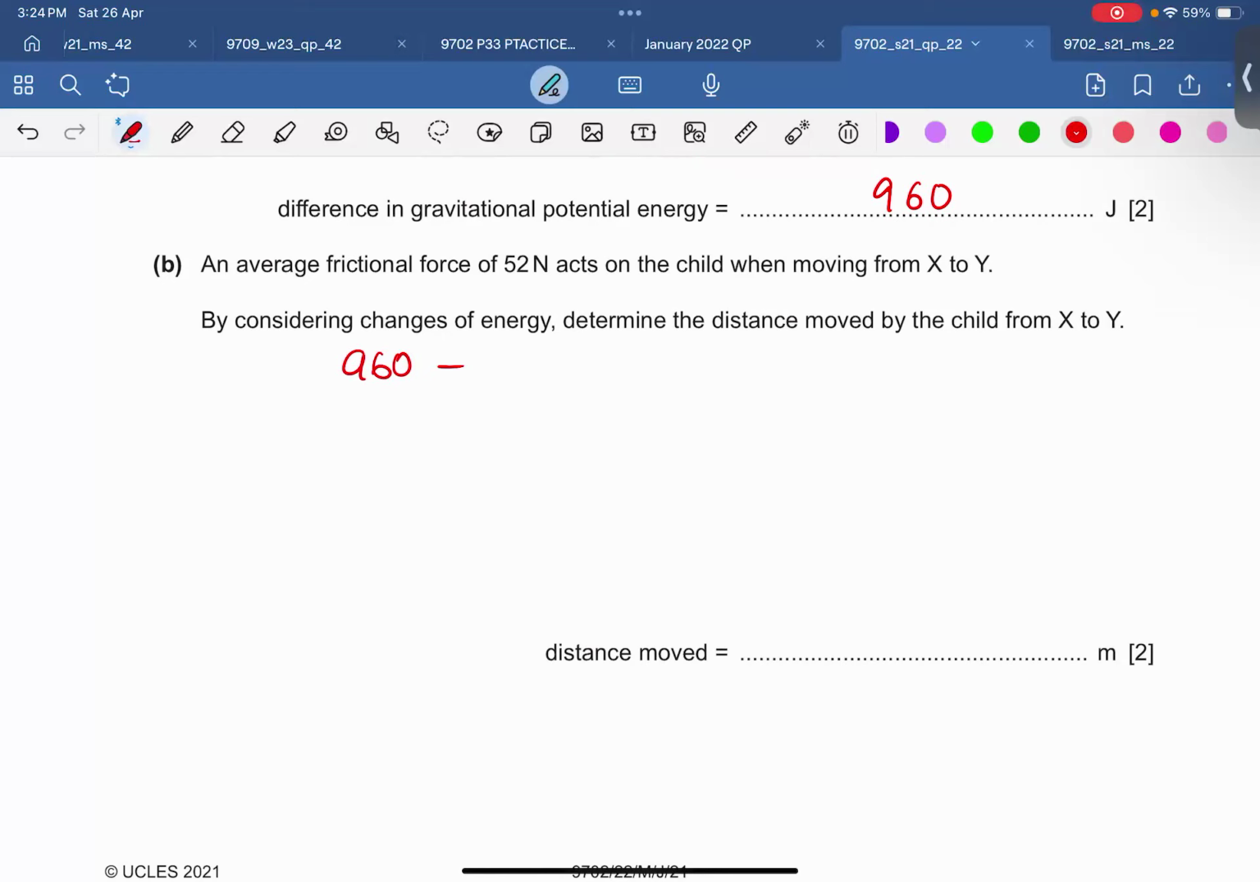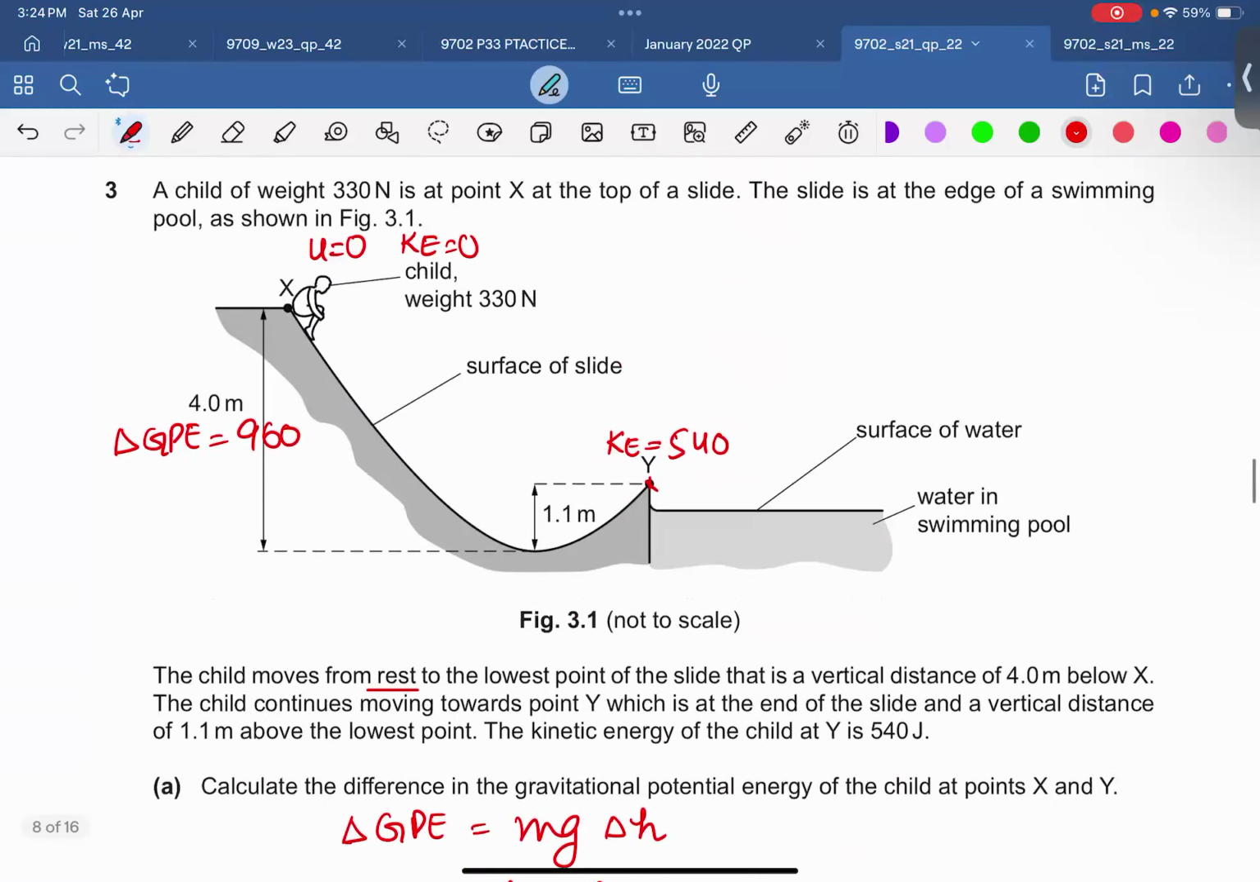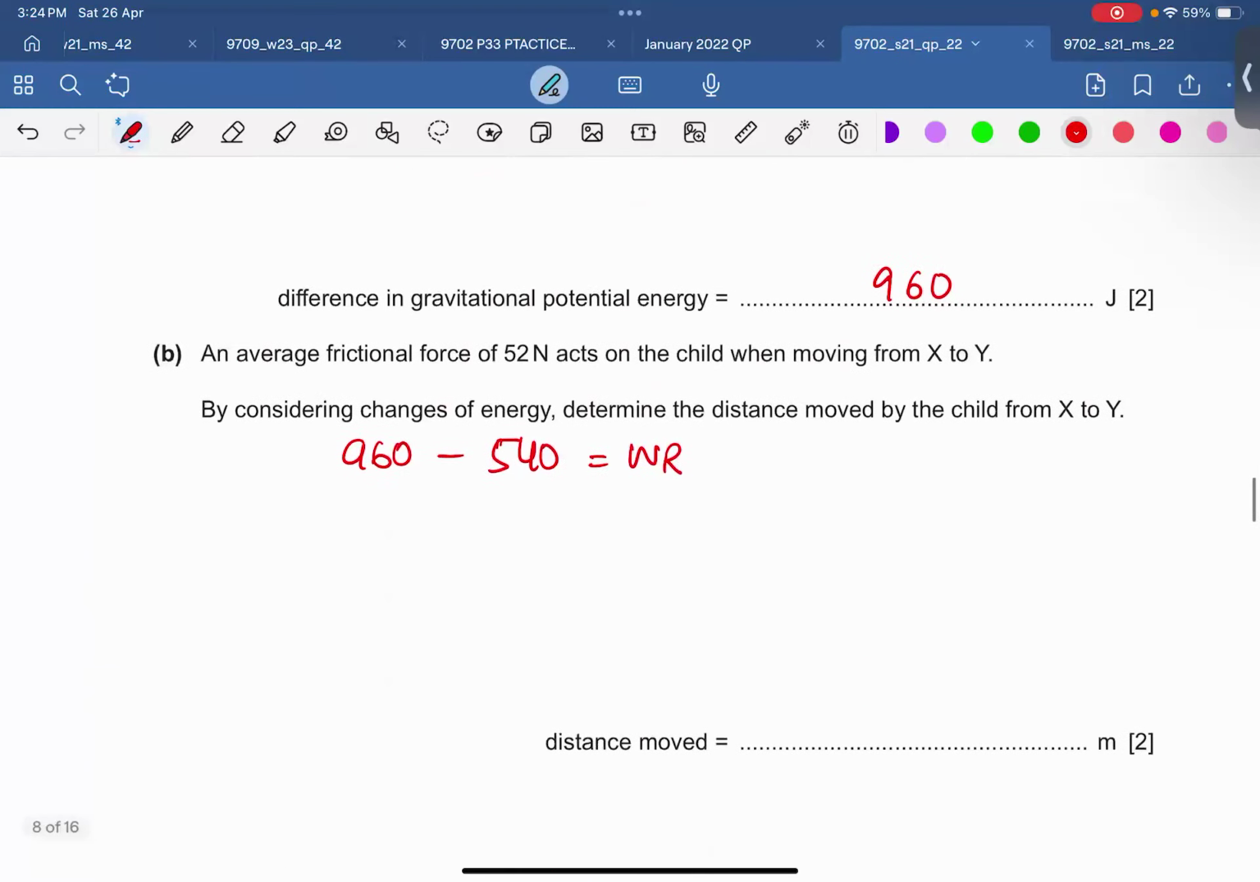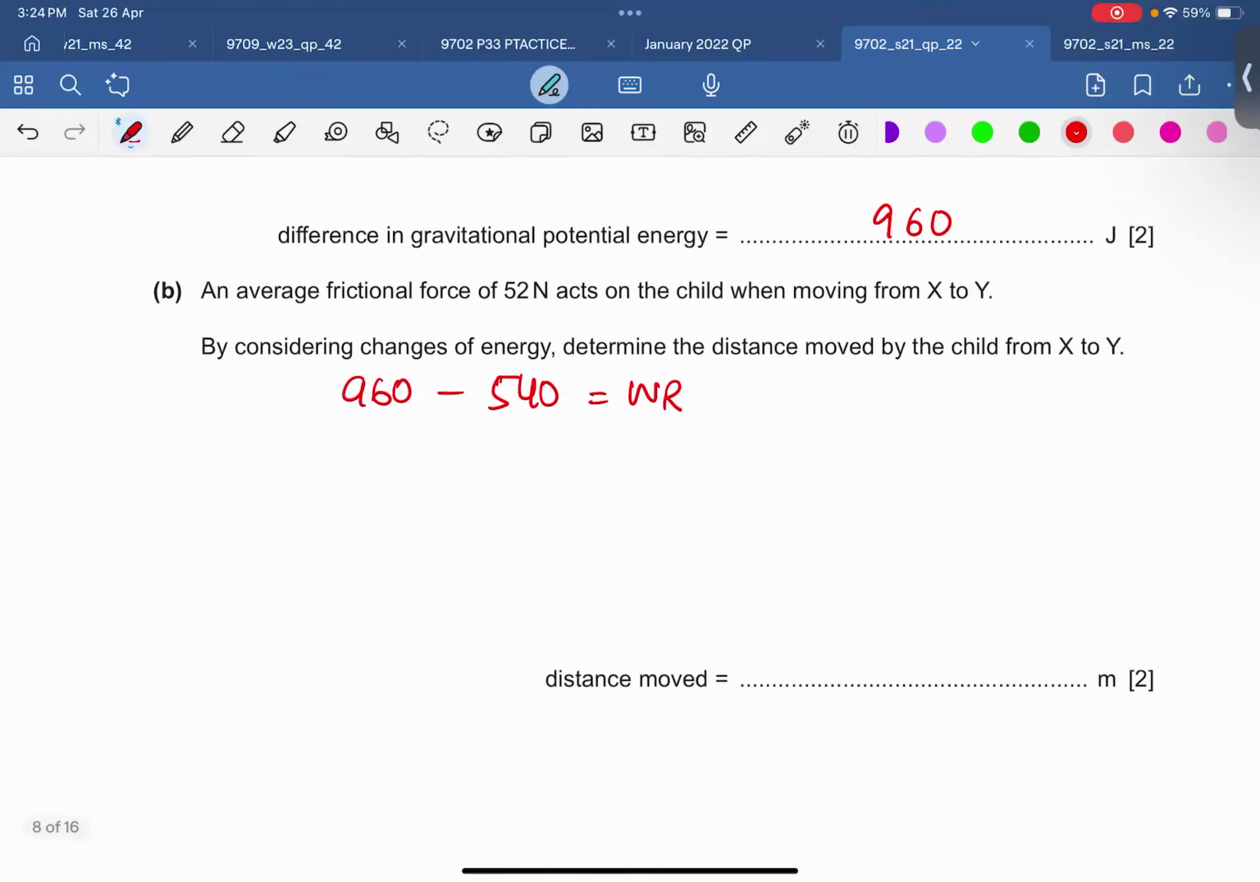So 960 minus 540 equals the work done against the resistive force. I'm just applying the law of conservation of energy: the total energy at x should equal the total energy at y. Total energy at x is in the form of GPE only, which is 960, and total energy at y is due to the kinetic energy and the work done against friction or the resistive forces. When you subtract, just divide by 52 and you'll get the distance.